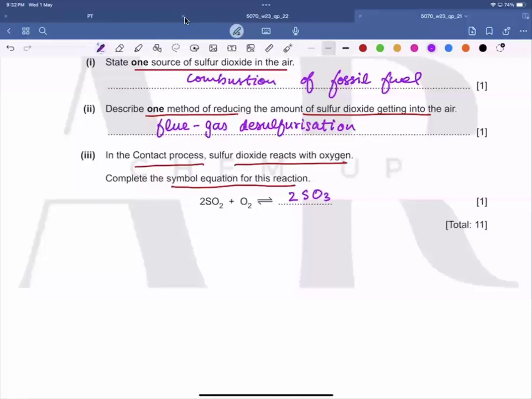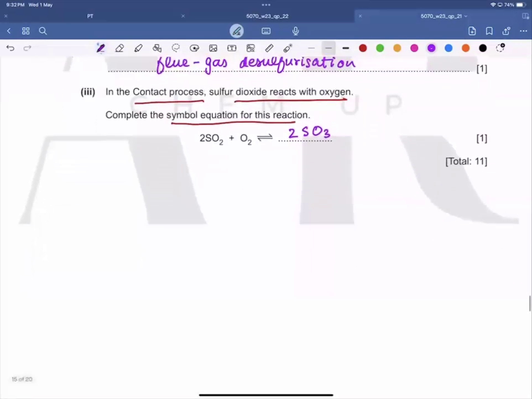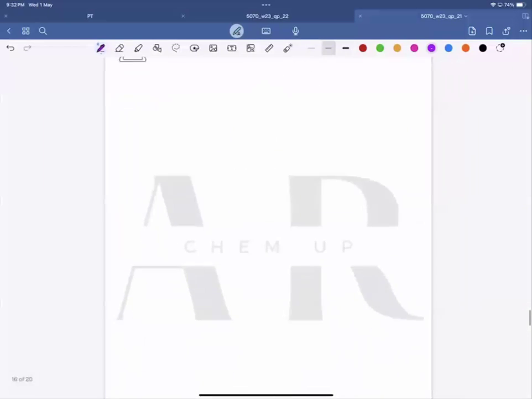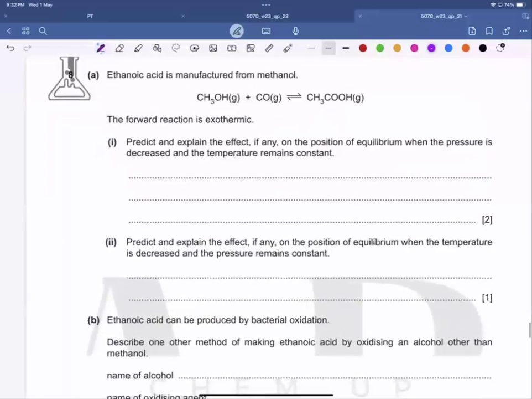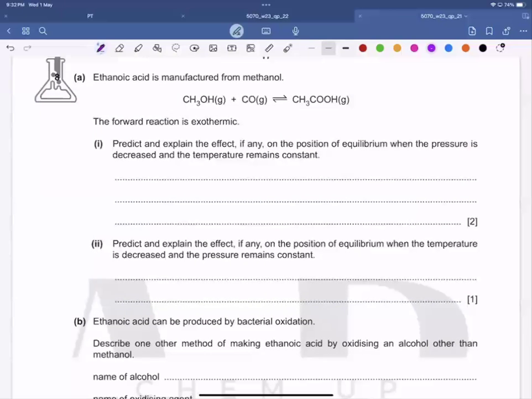Is this clear to all of you? Okay. Now, next we have question number 8.